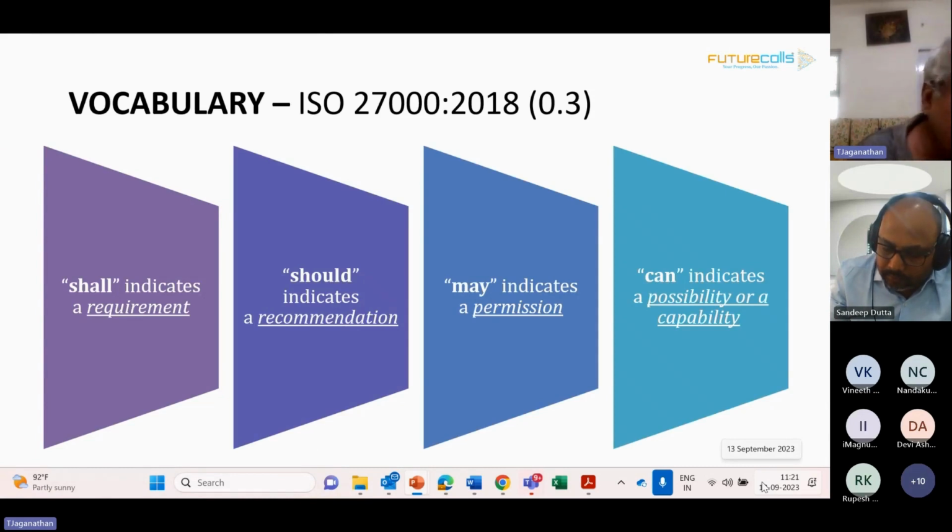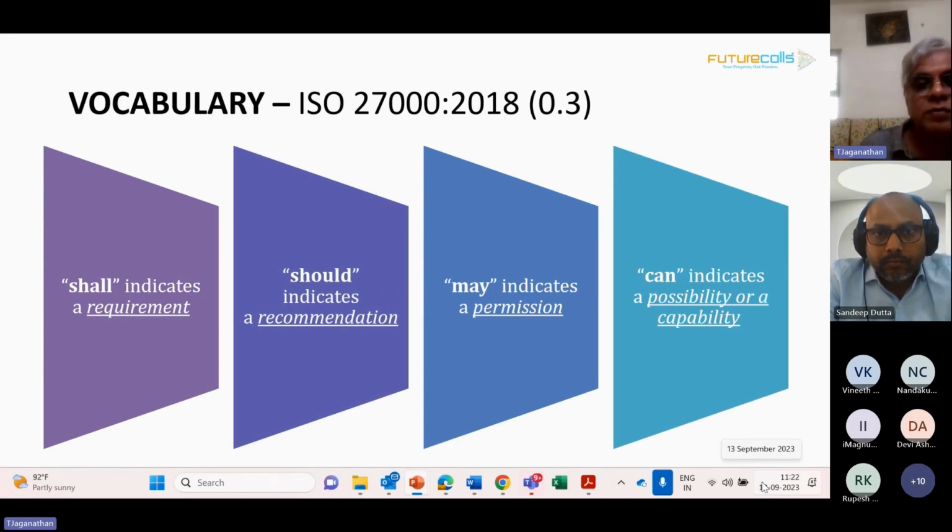Vocabulary in the standard: if you read the standard, whether it is any ISO standard, it will say not necessarily 27001. So this is also defined in the 27000 book.